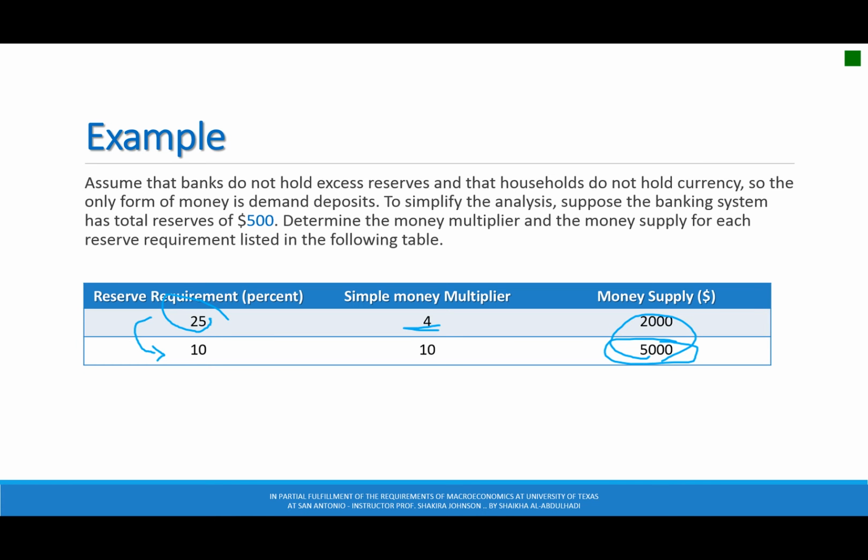For a given level of reserves, a higher reserve requirement is associated with a smaller money supply. At a higher reserve requirement, banks must hold a larger fraction of their deposits as reserves. This keeps more reserves away from the money creation process. Therefore, the higher the reserve requirement, the fewer demand deposits are generated in the money creation process from a given change in reserves.